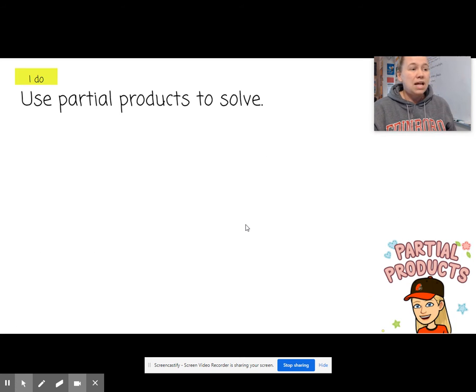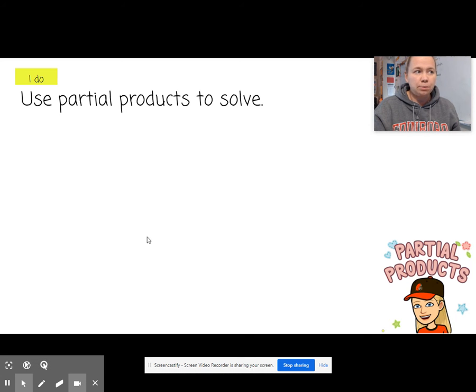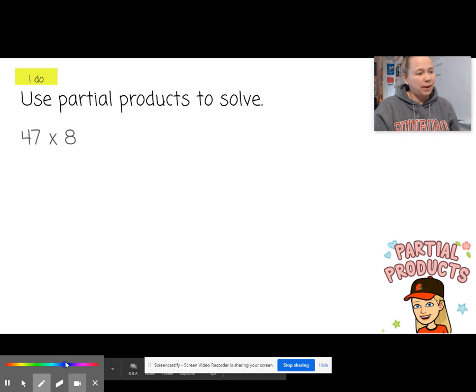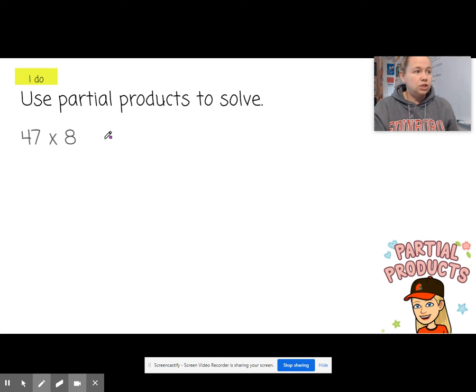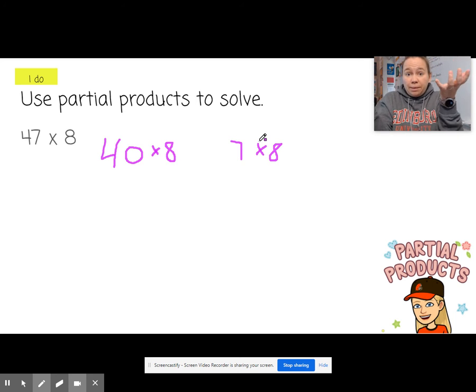All right. Here's the I do. Use partial products to solve. All right. Here we go. What's the problem? Oh, 47 times 8. Okay, 47 times 8. So I'm going to take 47, I'm going to break it apart. So that's 40 and 7. But I need to multiply each part by 8 because that's what I'm multiplying by. So 40 times 8 and 7 times 8.